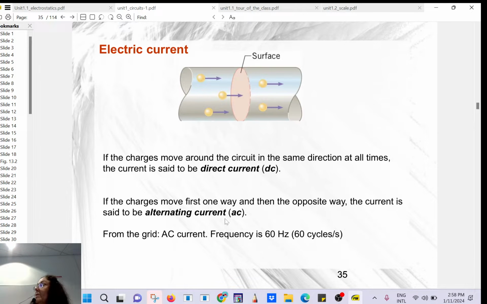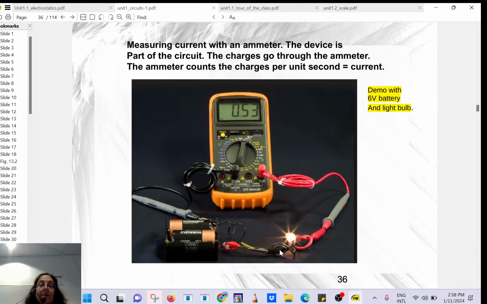Okay, so from the outlet it's alternating. For example, the current from the outlet will go back and forth 60 times per second. 60 times per second, that means 60 hertz. Okay, we'll do that later.